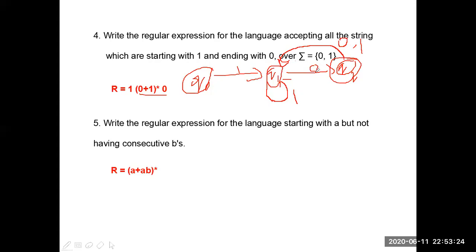The transition diagram for this one, 1 (0 plus 1) star 0, will be like this. Q0 on reading 1 will go to Q1. Next, Q1 on reading 1 will stay in the same state. Next, on reading 0 it will go to Q2. Whenever Q2 gets 0 or 1 again, it will come back to Q1 only. Clear? This is the transition diagram for this given regular expression. Is it clear?